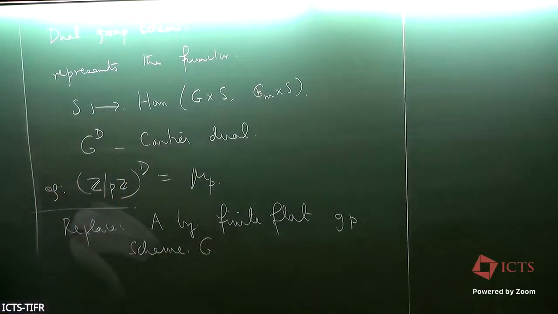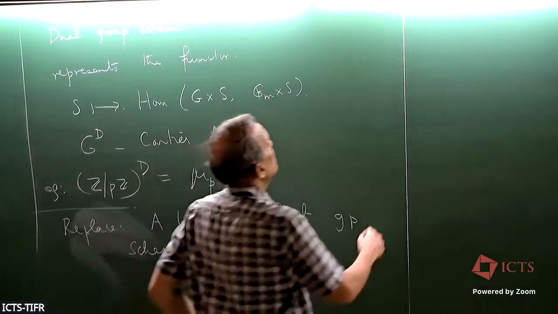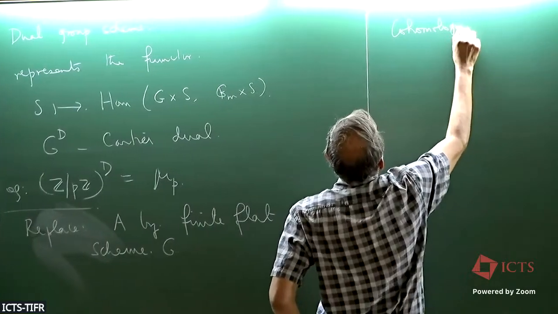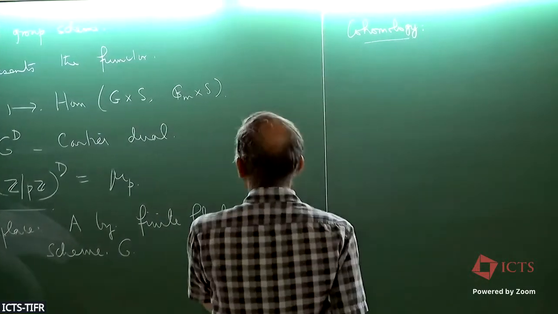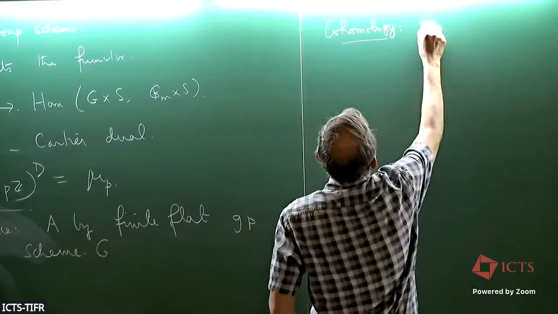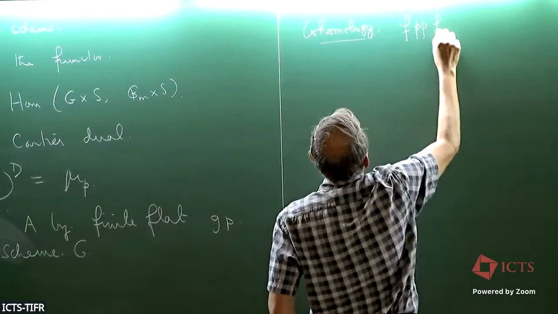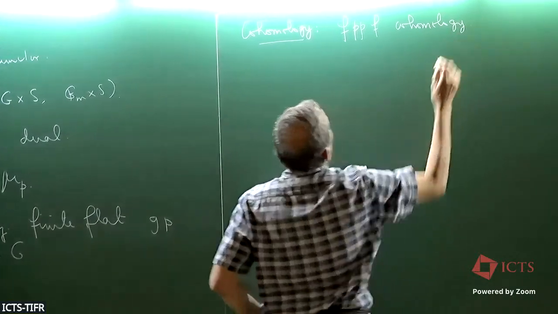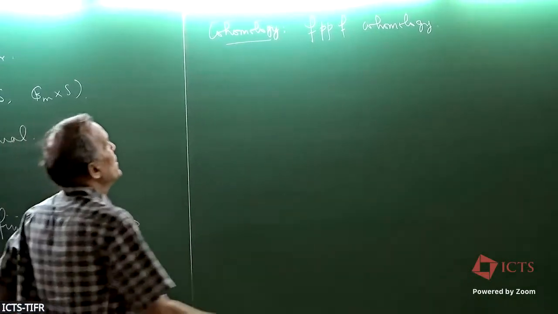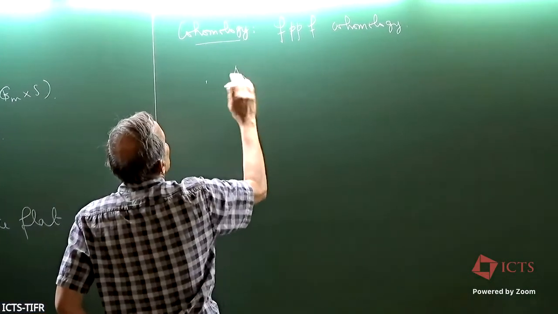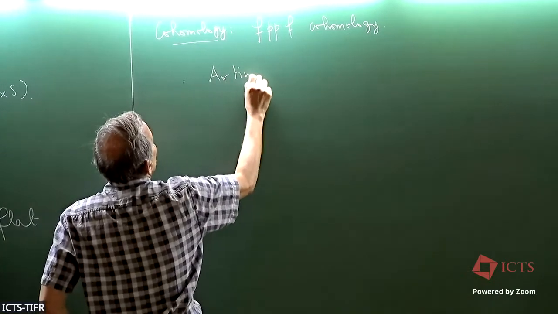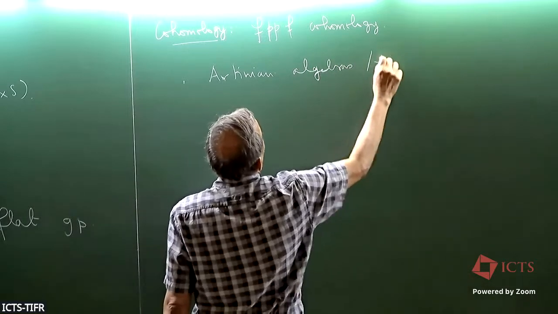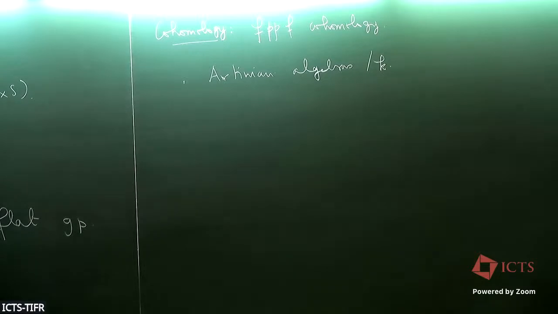Now, when you're working with a finite flat group scheme, you'll have to work with the appropriate cohomology. The cohomology which you're looking at is what would be called FPPF cohomology. So we work with what are called, the underlying site is the Artinian algebras over K. And then we work with the Grothendieck topology.